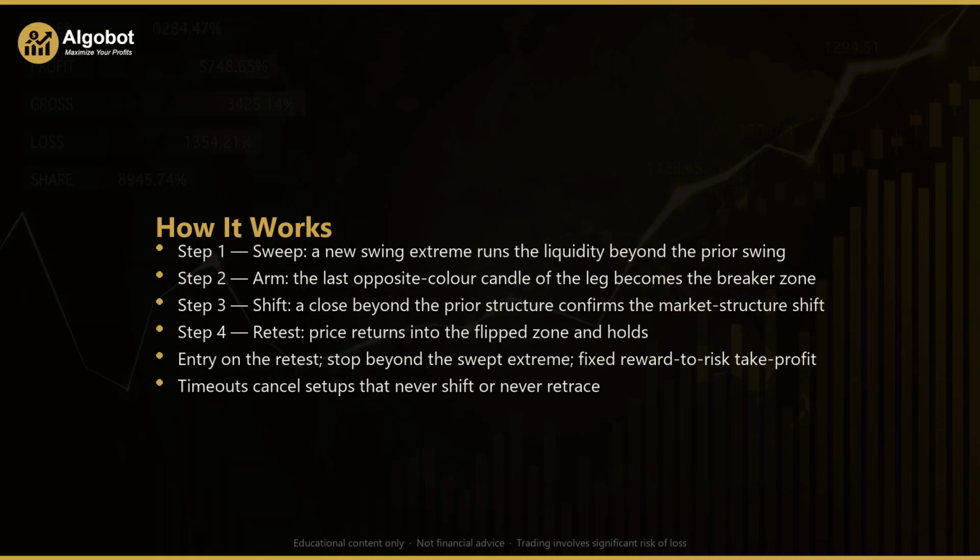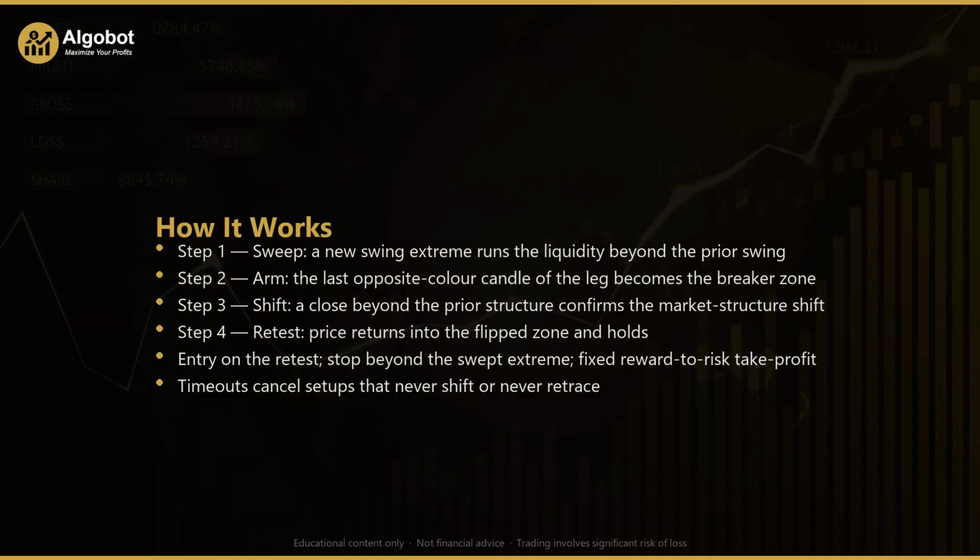The EA works once per closed bar, so it never reacts to the noise of a still-forming candle. On each new bar, it first looks for a freshly confirmed fractal pivot, using the pivot input as the half width. A swing high needs that many lower bars on each side, and a swing low needs the mirror of that. Consider the bullish case. Step 1 is the sweep. A new swing low must print below the prior swing low, which means the resting sell-side liquidity beneath the old low has been taken. The moment that happens, the strategy arms a bullish setup.